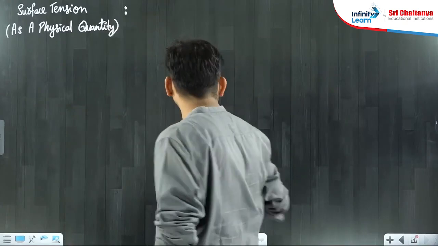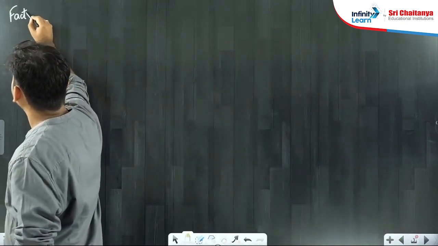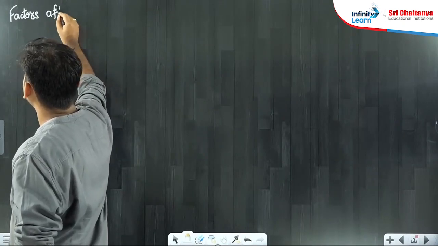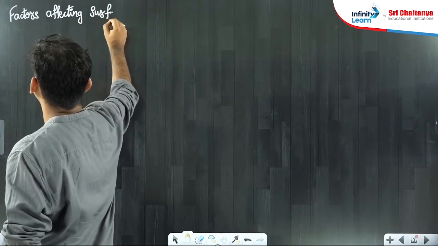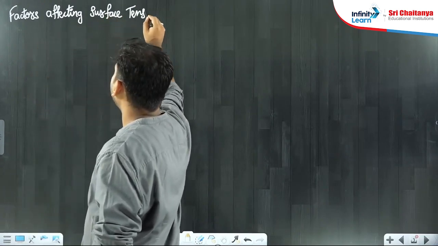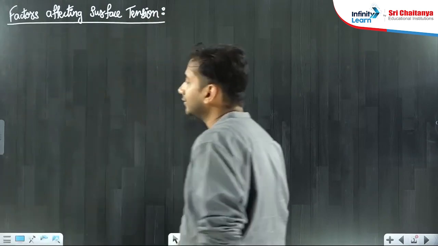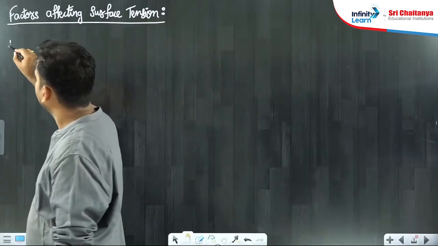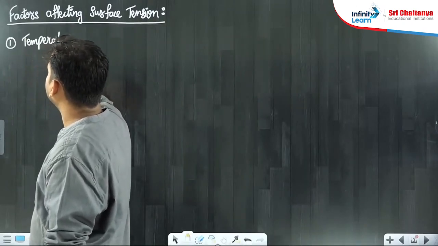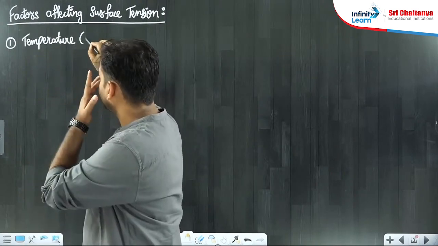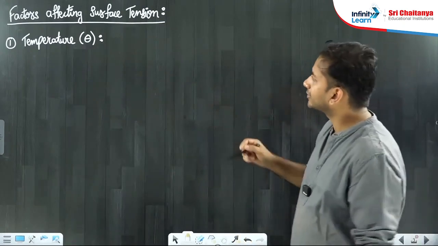Before this, I will tell you the factors affecting surface tension, because we have already got the idea of surface tension as a property. Now let us see what are the factors that affect this property. Number one, we will talk about the temperature, theta, because by T we are going to denote the surface tension.